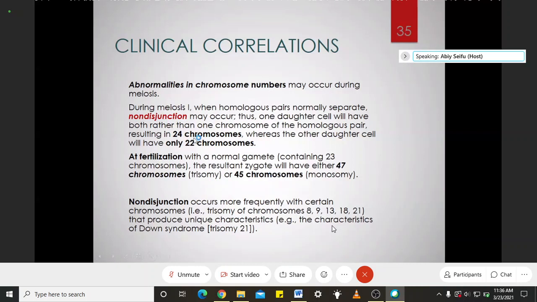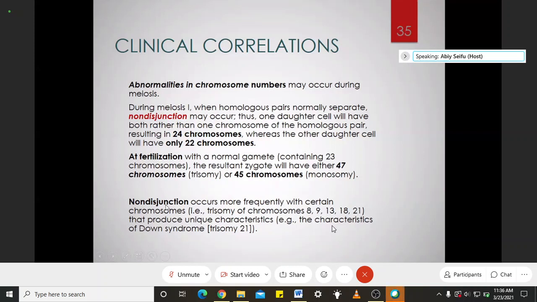As a result of that, one cell may have 24 chromosomes, and the other cell may have 22 chromosomes. Because both homologous chromosomes may migrate to one cell, forming 24 and 22 chromosomes. One daughter cell with 24 chromosomes, another daughter cell with 22 chromosomes. If these cells are fertilized, it results in the formation of a zygote which contains 47 chromosomes. 47 chromosomes is said to be trisomy. Another zygote will contain 45 chromosomes, which is monosomy.